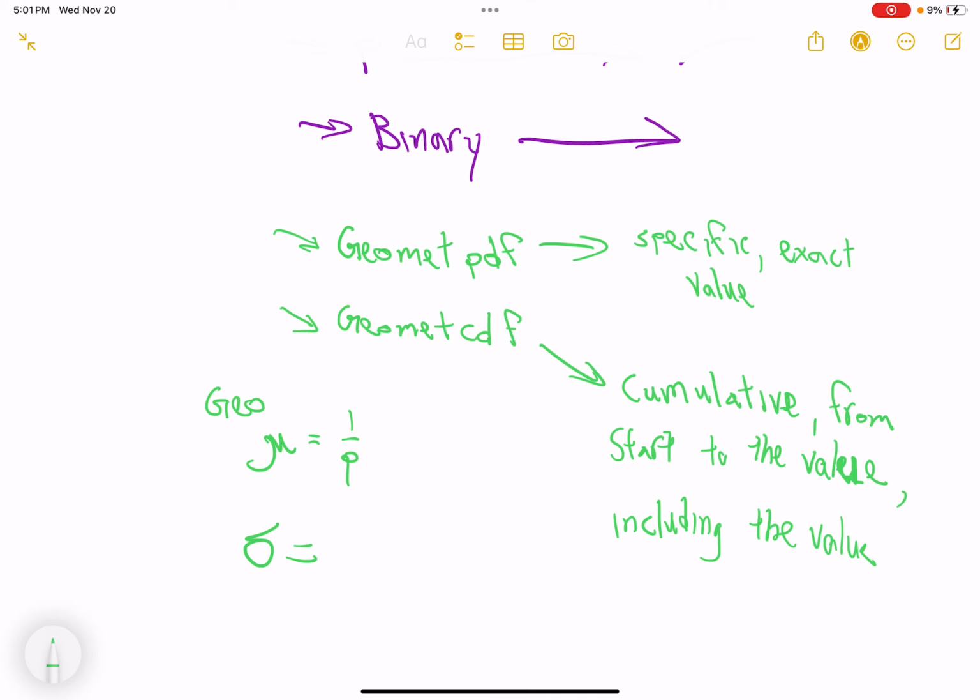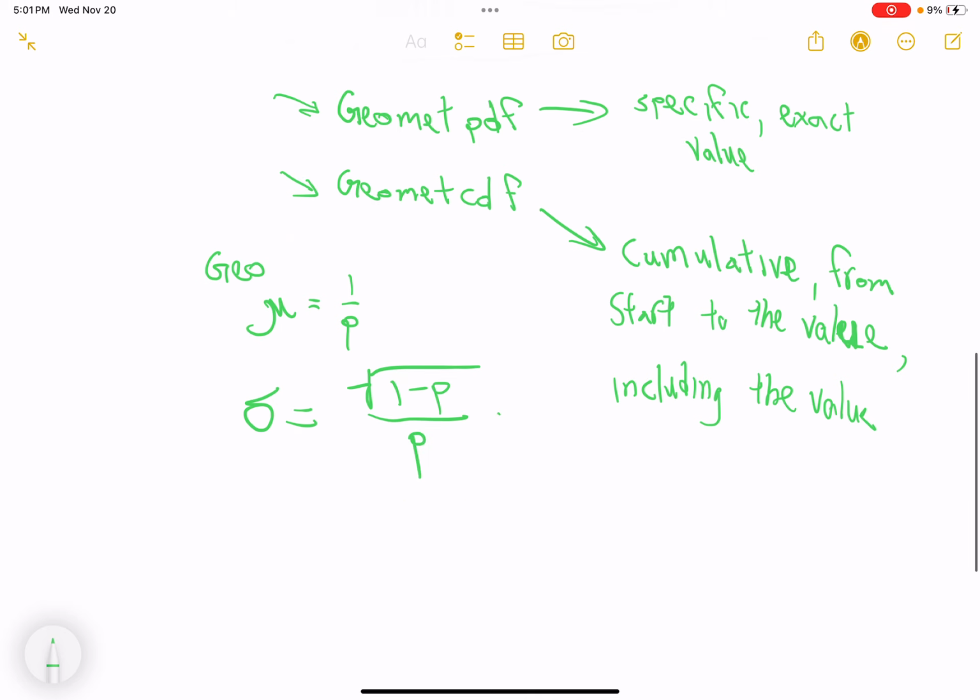Now, the solution for finding the standard deviation is found on slide 14. It is the square root of 1 minus p over p. And remember, 1 minus p is just the odds of failure. So another way of thinking about this is odds of failure square rooted over odds of success.